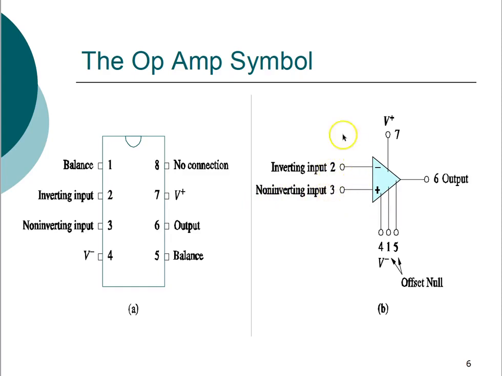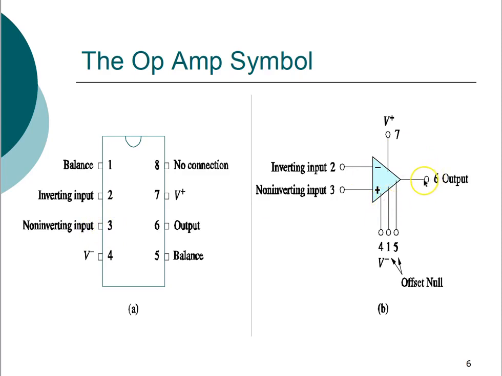Now, if you compare this with this symbol, which represents your IC, in the IC these are different pins, and these pins correspond to this. For example, at pin 2 you have the inverting input. Here you see the same thing, inverting input, and at pin 3 you have the non-inverting input, and that's what you see here. And then similarly for the other points.